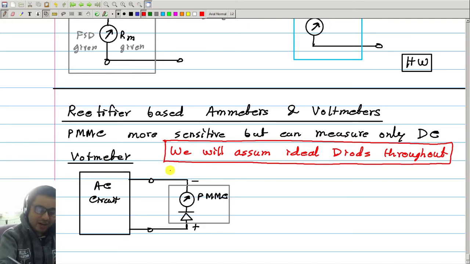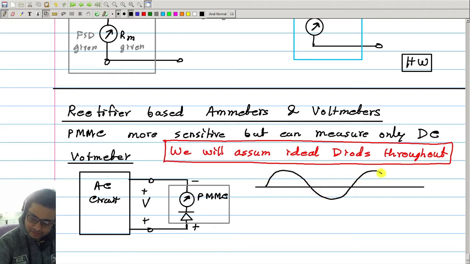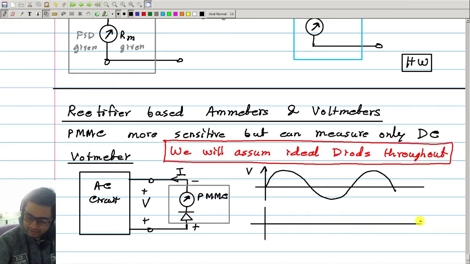Okay, so here this voltage V, if I draw the waveform, V is like this. This is V, and the current that flows through the meter, I, or would you like this I to be in the opposite direction? Doesn't matter.